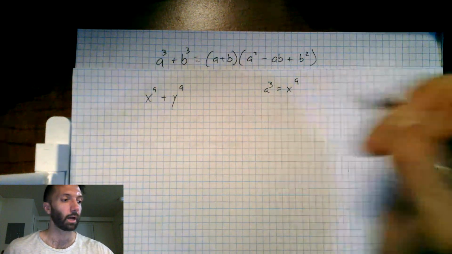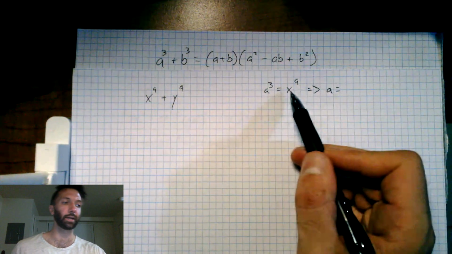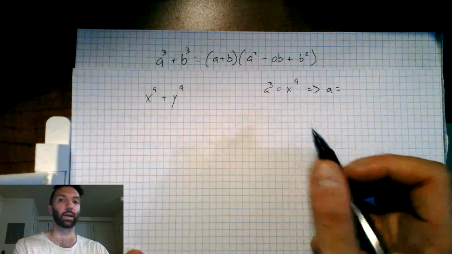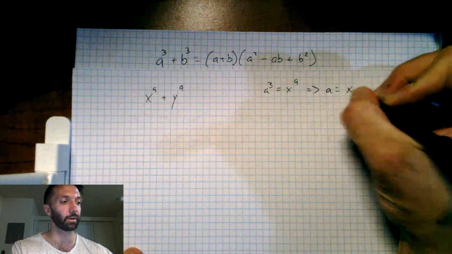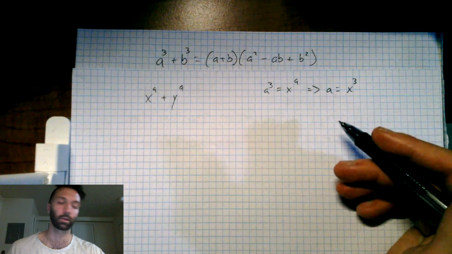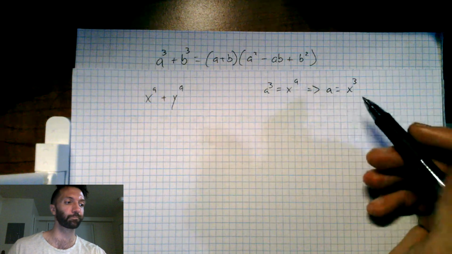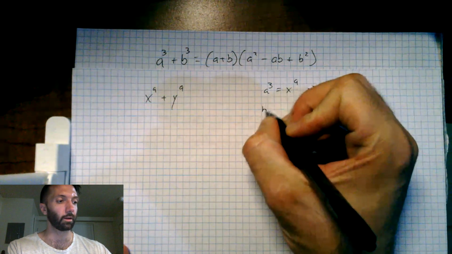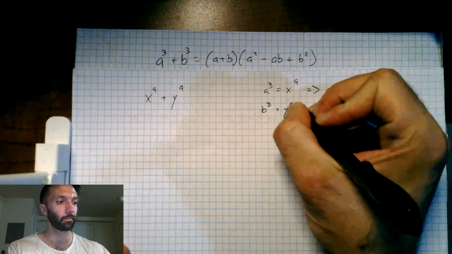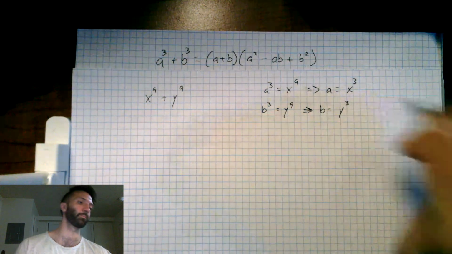Okay, I want to know what a is. So I take the cube root of both sides. So you think about what times itself again would be x to the 9th. That's going to be x to the 3rd, because x to the 3rd times x to the 3rd is x to the 6th, and x to the 6th times another x to the 3rd is x to the 9th. Okay, b cubed is going to be y to the 9th, and similarly, that means b is going to equal y to the 3rd.